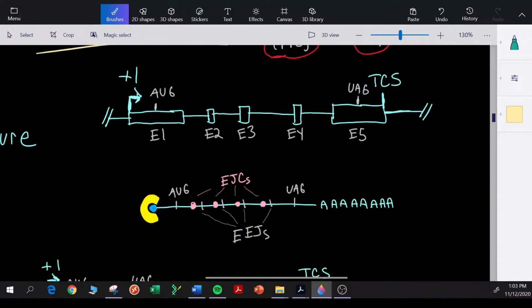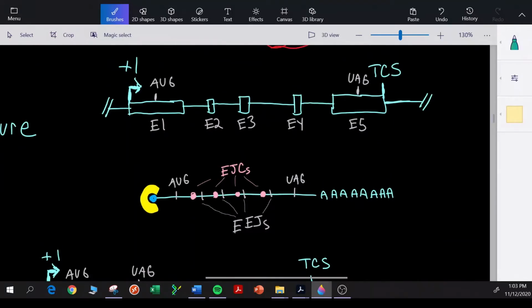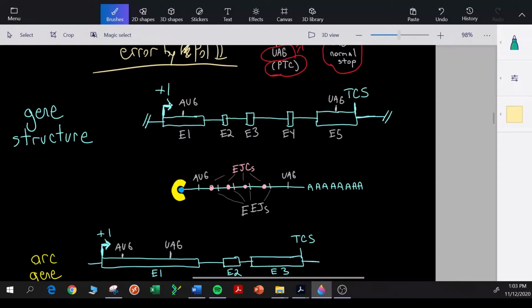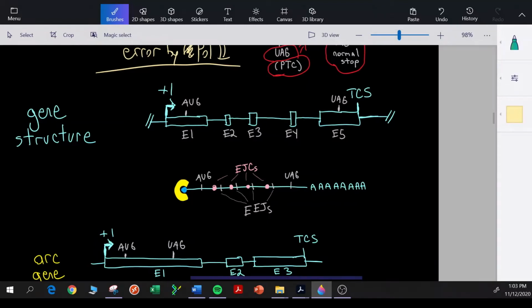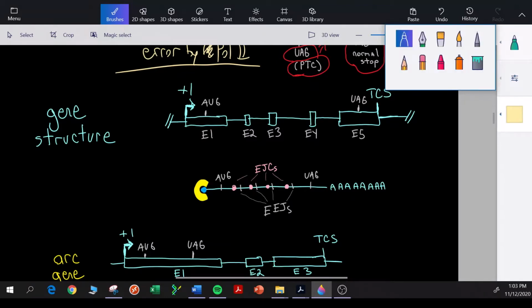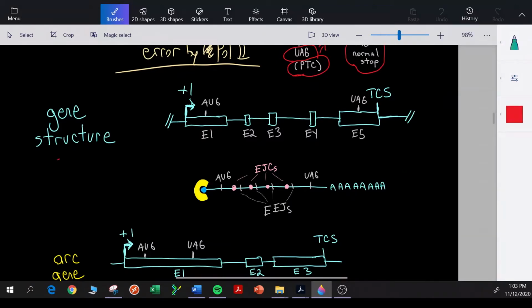Well, it depends on the position of the exon junction complexes relative to the stop codon, right? The normal stop codon and potentially premature termination codons. So I'm going to zoom out a bit there. So let's look at the typical gene structure of a gene in eukaryotes like humans. So here's just a typical generic gene structure.